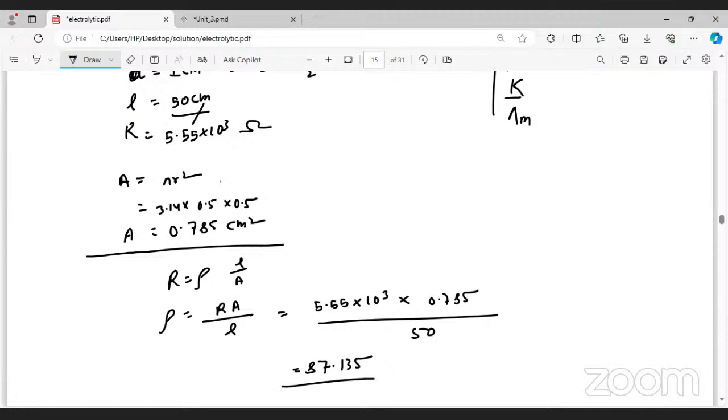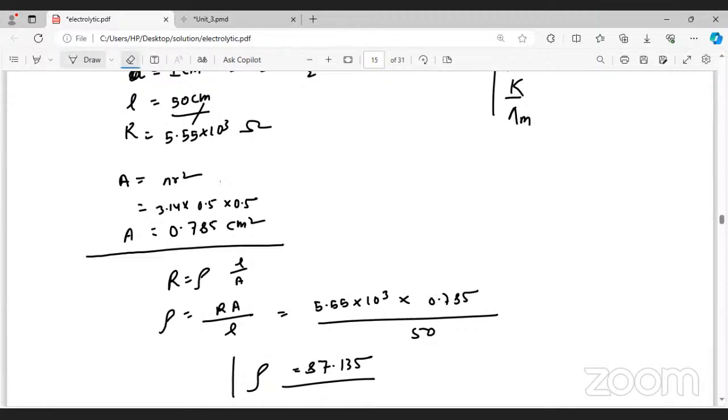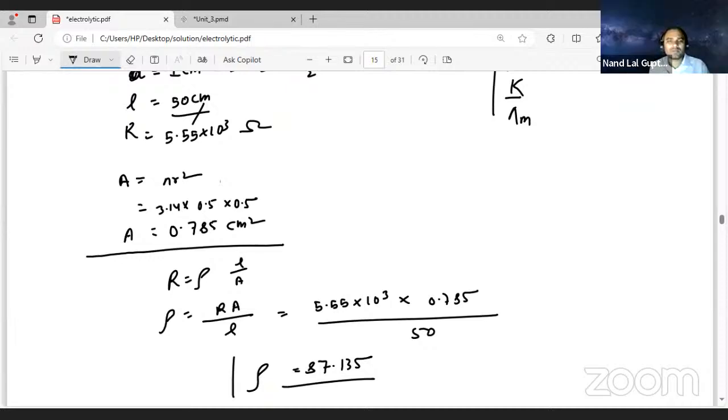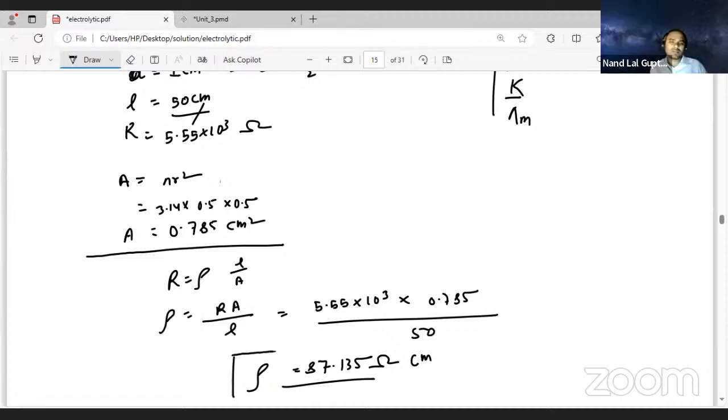87.135. This is the resistivity. If you check in the book, it will be the same. If you want, you can check. Now the unit, just the unit, what will be there? This is the ohm centimeter.